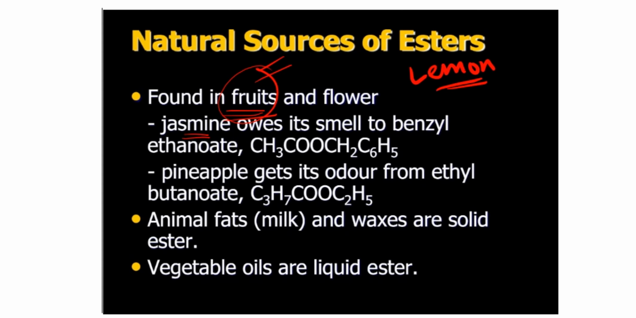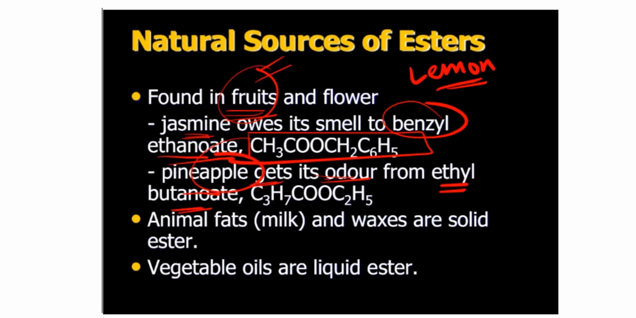Here we have different examples, like jasmine flowers smell different, a fragrance that indicates the presence of esters inside the jasmine flower. The chemical name of that ester is benzyl ethanoate, and its chemical formula is this. And pineapple, which we eat mostly in our daily life, has a specific odor and fragrance. What type of ester is present in pineapple? It's ethyl butanoate, and its chemical formula is this.